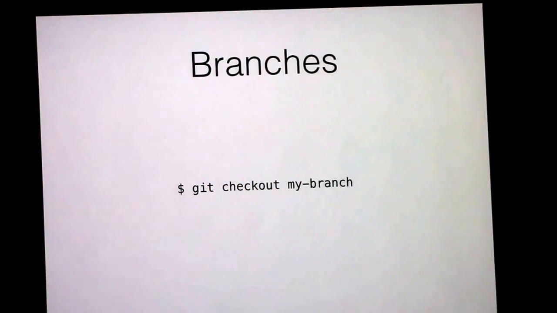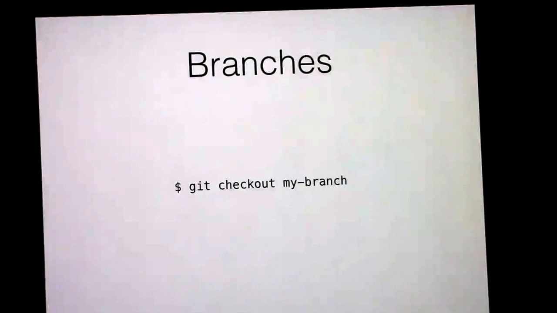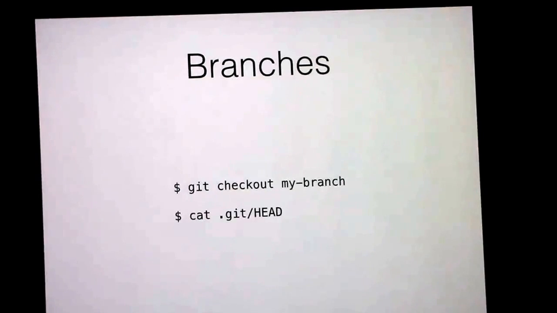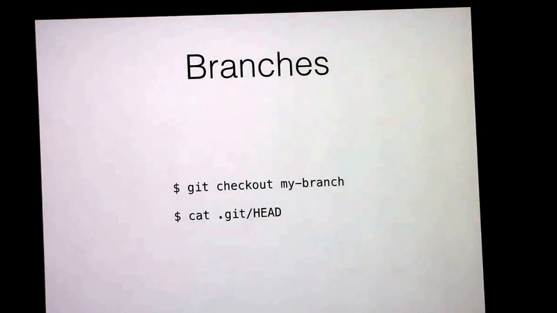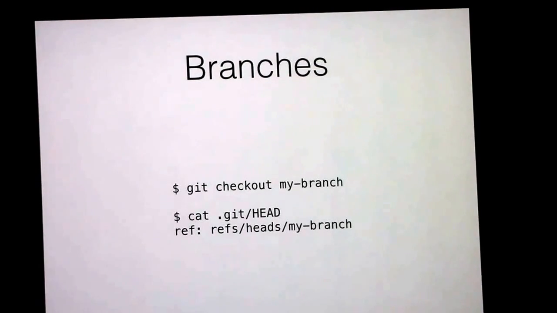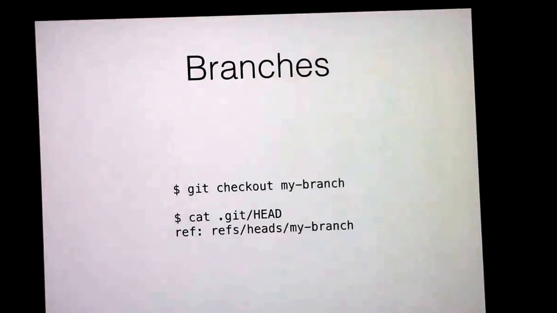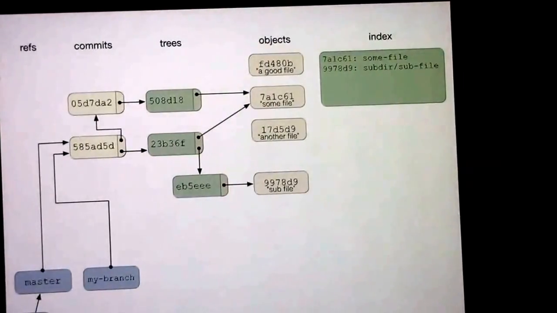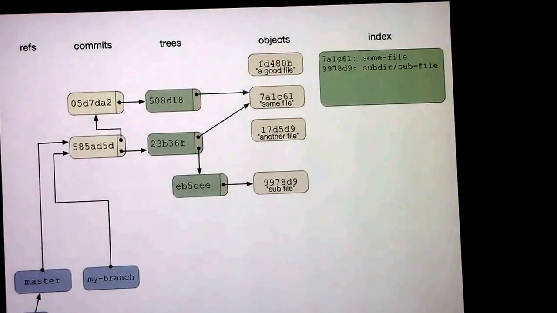So let's check out mybranch. git checkout mybranch. Now go ahead and cat .git/HEAD. You see that it's changed to mybranch. So when you do a checkout, that's one of the things that happens. It changes what HEAD points to. So watch this right here. We're going to check out. Boom. That's it. That's all that happens. That was really easy. Now, there's more that happens, and we'll talk about that in just a second.